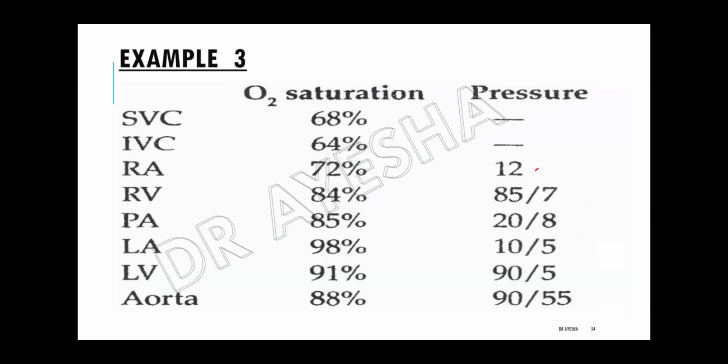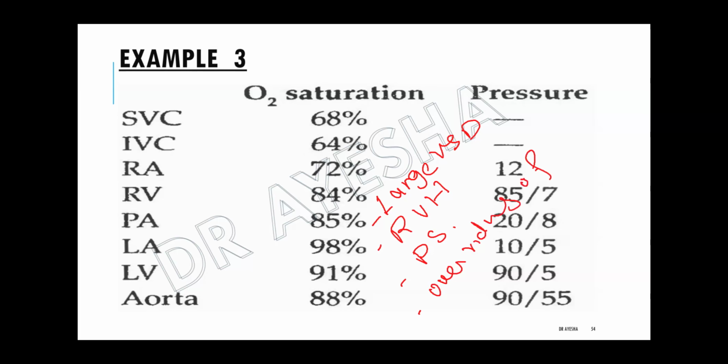See, TOF has four components. You will agree with me. The first is the large VSD. The second is right ventricular hypertrophy. The third is pulmonary stenosis. And fourth, the overriding of the aorta. I've explained all these in this picture. So let's make it again. If you have a problem, no problem.